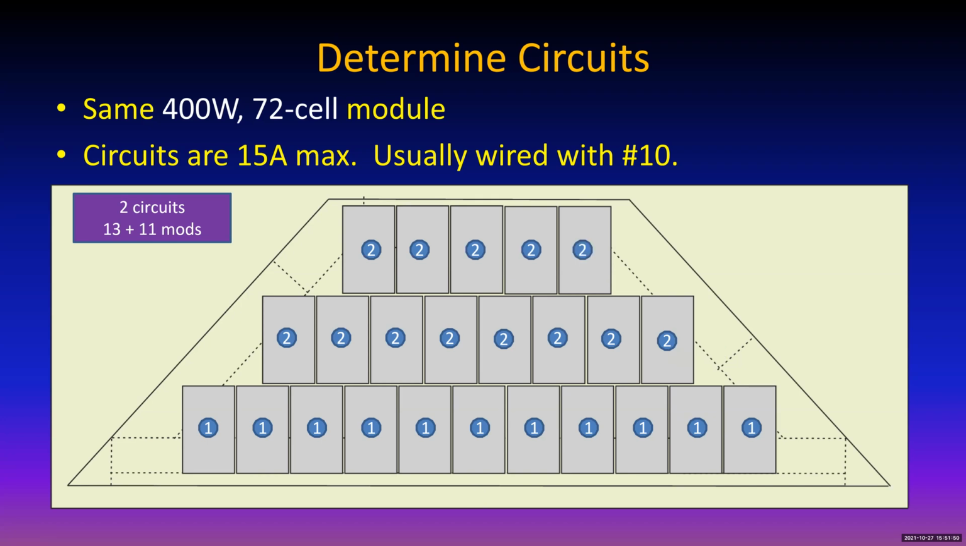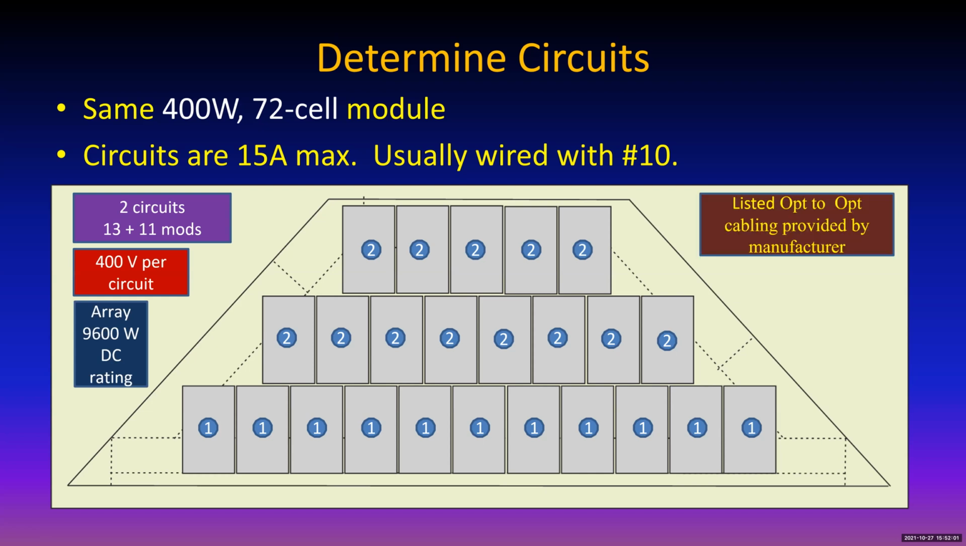And this is just about how fast the guys wire them when they're up on the roof, by the way. They don't waste any time. 400 volts per circuit, 9600 array, optimizer cable provided by manufacturer listing.